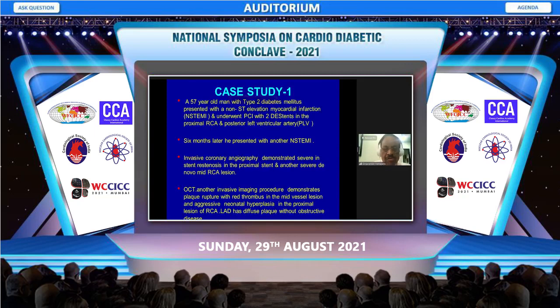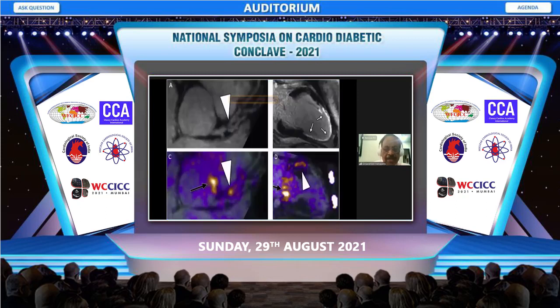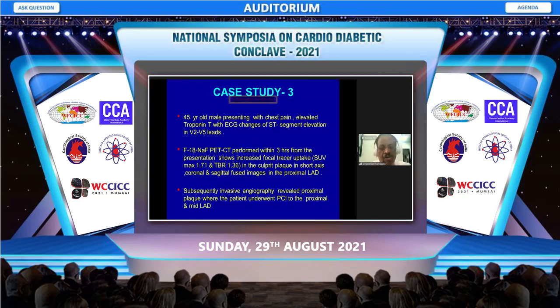Then I will show you only one slide, case 3. This is a 45-year-old man. I will take 10 seconds only. A 45-year-old man presented with chest pain and elevated troponin. F18 sodium fluoride PET-CT performed within 3 hours from the presentation shows increased focal tracer uptake, with an SUV of 1.7 in the culprit plaque, in short axis, coronal and sagittal fused images in the proximal LAD. Subsequent angiography revealed a proximal plaque, and the patient underwent PCI to the proximal and mid LAD.